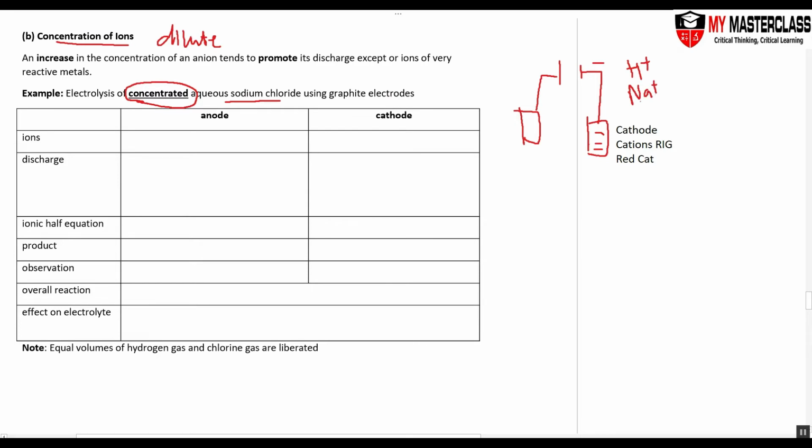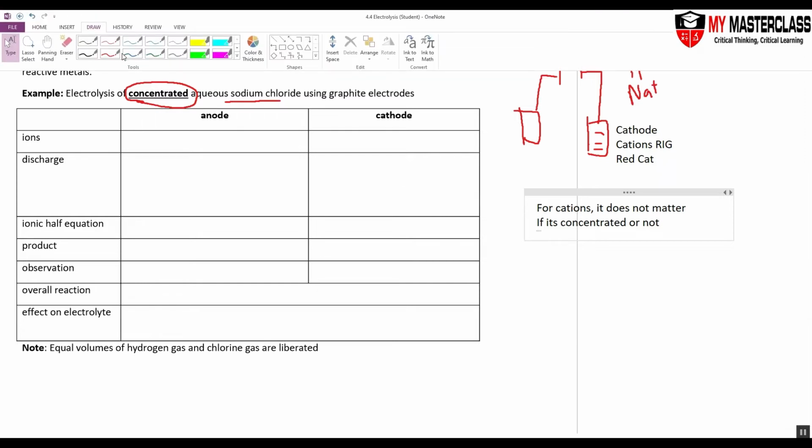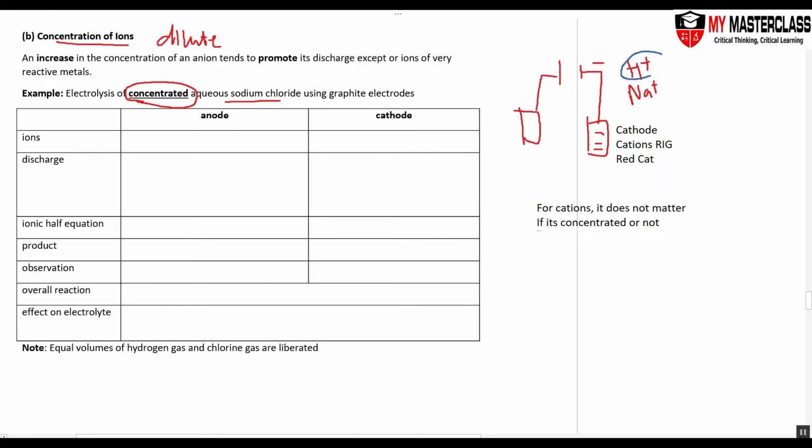Okay, for metals, it doesn't matter whether it's concentrated or not. For cations, it does not matter if it's concentrated or not. Especially for your group 1 metal, it is very reactive. So it will always remain as ions if possible. Only when it's ions, it's stable. Okay, so same thing here, we will circle the H plus.